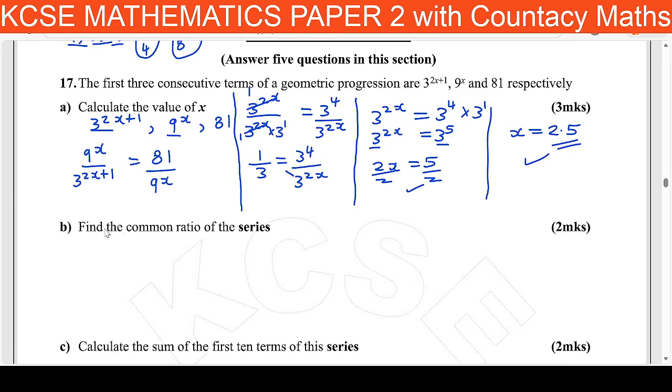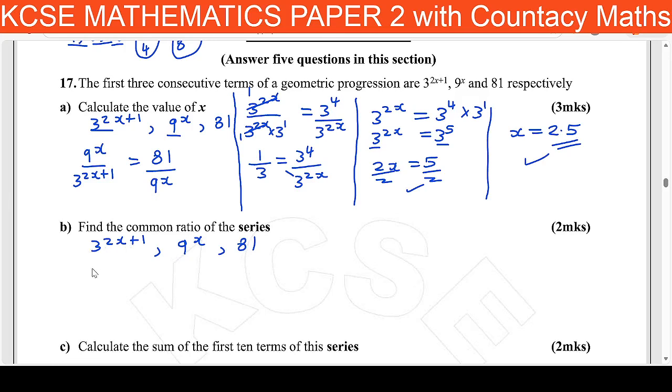Part B is telling us to find the common ratio of the series. So what we do to be able to get the common ratio of the series is that we pick up the values that we have. Our values are 3 to the power 2x plus 1, and then 9 to the power x, and then 81. And since we have already the value of x, we can convert this into real values by doing the substitution.